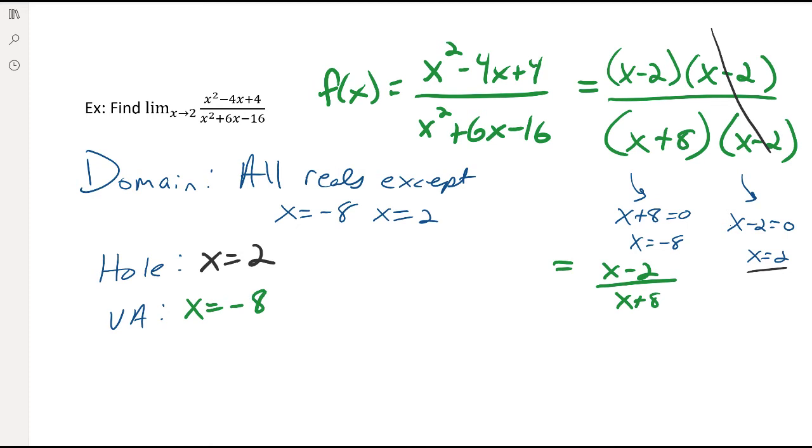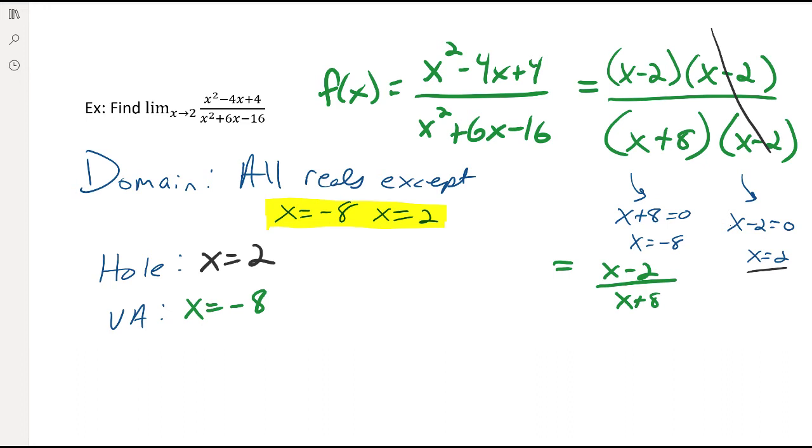Okay. So really quickly, how do you figure out your hole and your VA? Figure out your domain. Factor everything. Don't cancel, but do your domain, and then figure out what your exceptions are. What do you leave out of your domain? Each exception is going to either be a hole or a VA. You have to use up all of those exceptions. How do you know if it's a hole? If the factor cancels in the original function, it becomes a hole. If the factor does not cancel, then it becomes the VA, the vertical asymptote.